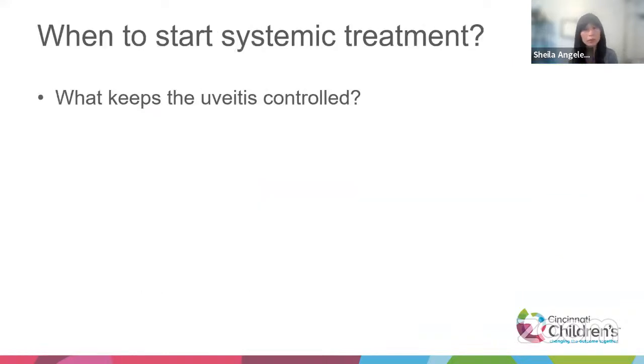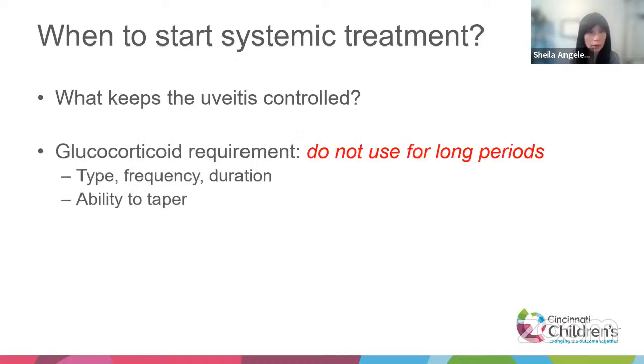So when I think about when to start systemic treatment in the children that are sent to me in consult, I like to ask about what are the things that have been important to keep the uveitis controlled. So we know that glucocorticoids should not be used for long periods of time. So I like to ask, what type of steroids have been needed? Do they need to use topical drops? Was it prednisolone acetate, Durezol? How frequent are they using it? Is it more than 3 times a day? Have they been on oral corticosteroids for more than a few weeks? And then whether or not they're actually able to taper their medications.